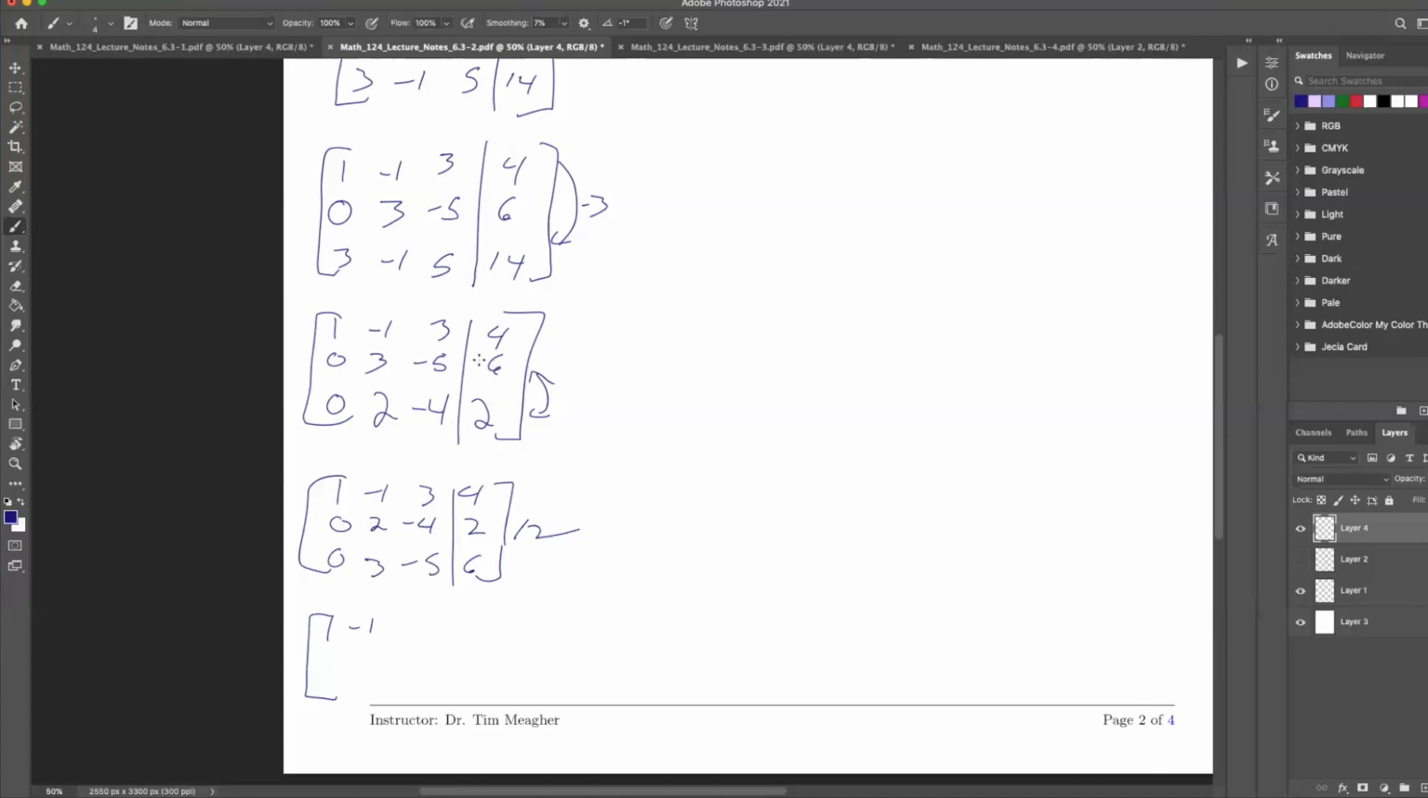So all I did here was switch rows. Why did I switch rows? Well, I want a 1 here. And if I divide by 3 to get the 1 here, I'm going to get a fraction. I don't want to do a fraction. So I switched rows since this divides nicely by 2.